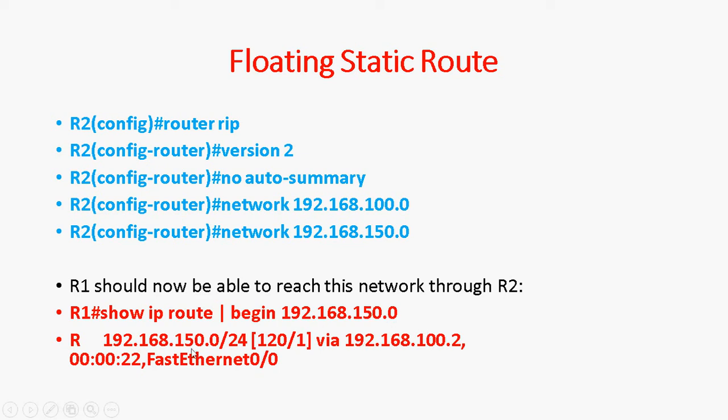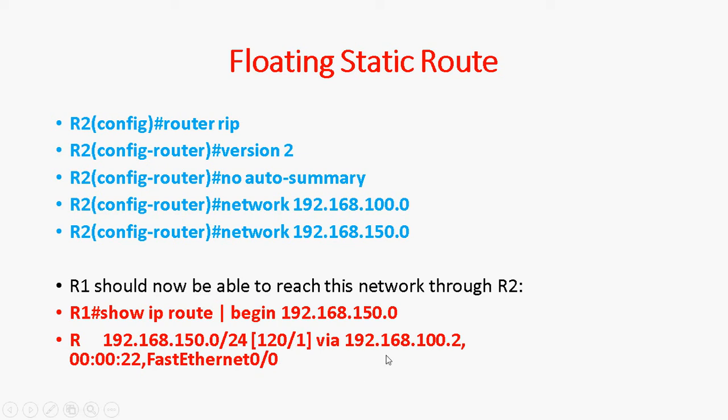So here we can see in the R1 routing table I have an entry 192.168.150.0/24. Here 120 indicates the AD value, administrative distance. By default, the RIP AD value is 120. That's why it's showing 120.